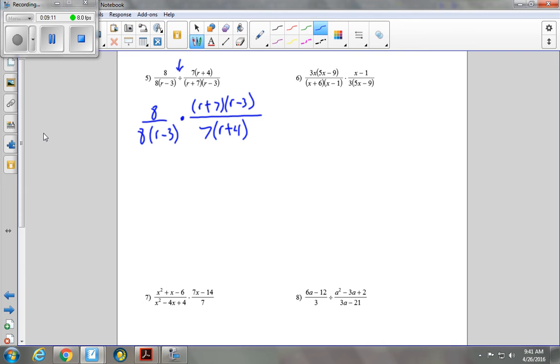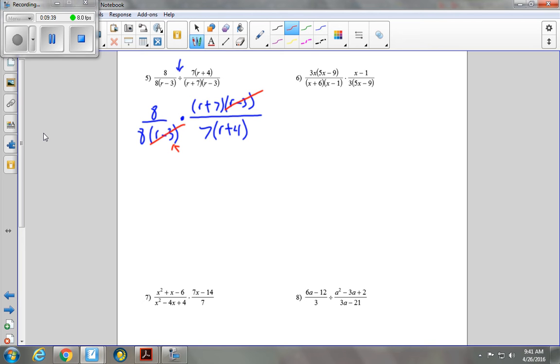Do you guys see anything we can cancel? R minus 3, yeah, nice. So remember, even though it's down here, the r minus 3 is the same thing as this all being multiplied together, so we can cancel r minus 3 and r minus 3 now. And that's the goal, we want to just start crossing stuff off, that's what we mean by simplifying. What else can I simplify here? 7.